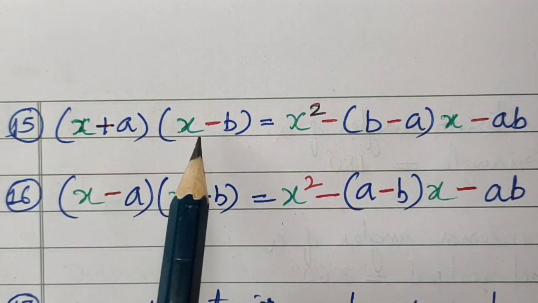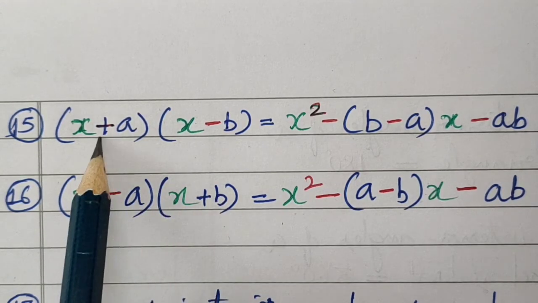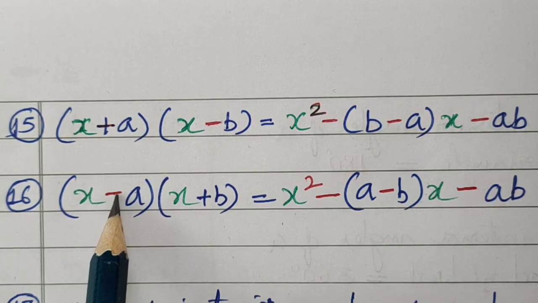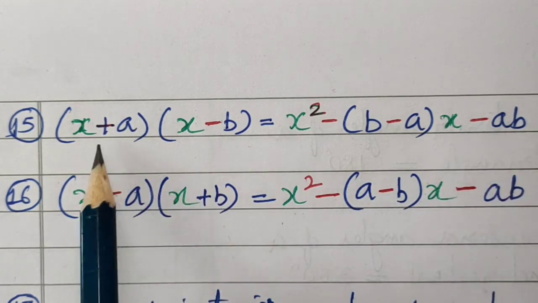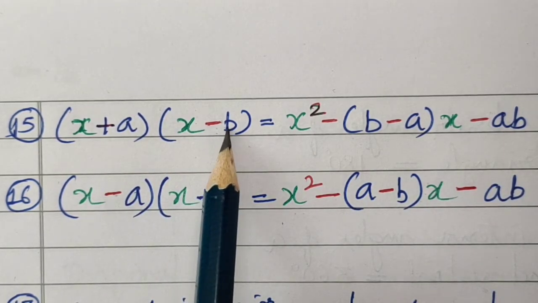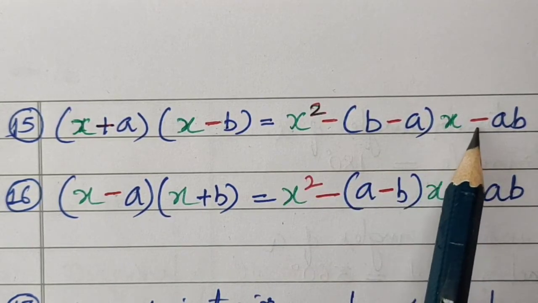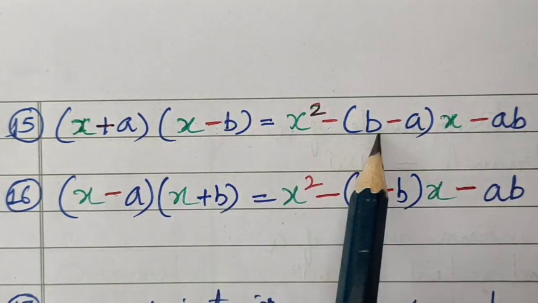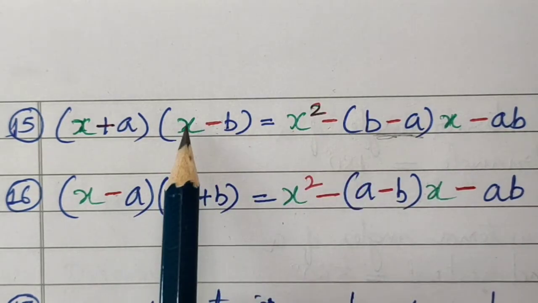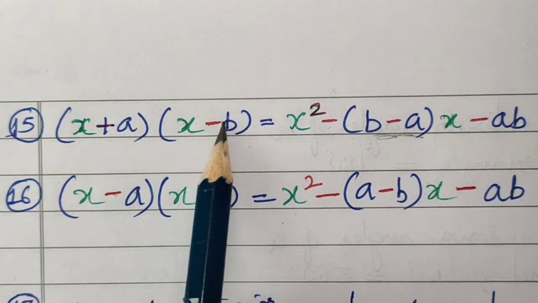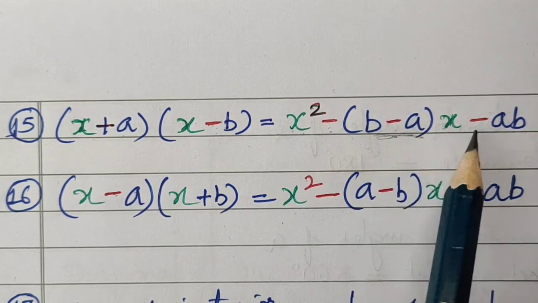x plus a into x minus b, x minus a into x plus b. In any one of these there is a minus, and in all the places you get minus. x plus a into x minus b, there is a minus b here, therefore b minus a. x square minus b minus a into x minus ab. When you expand this you get this. I am only reading the formula. You can find out by multiplying this with x and once again this with minus b. x plus a into x minus b is equal to x square minus b minus a into x minus ab.